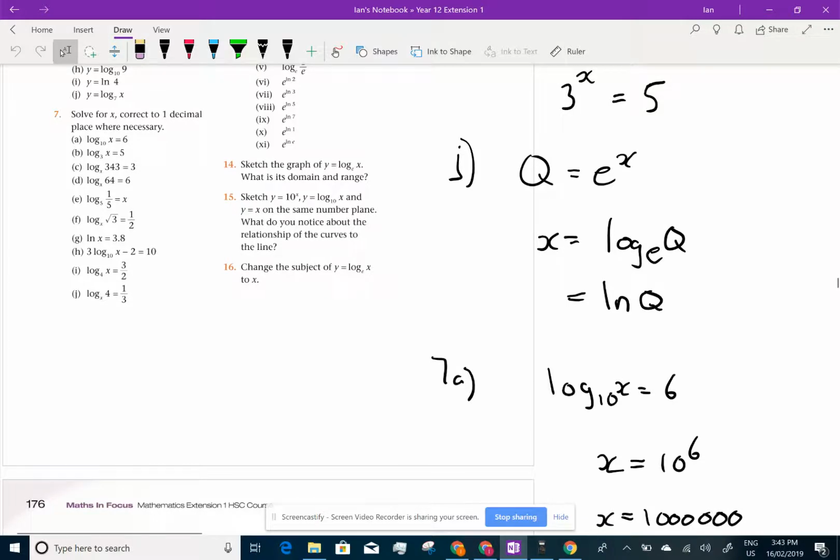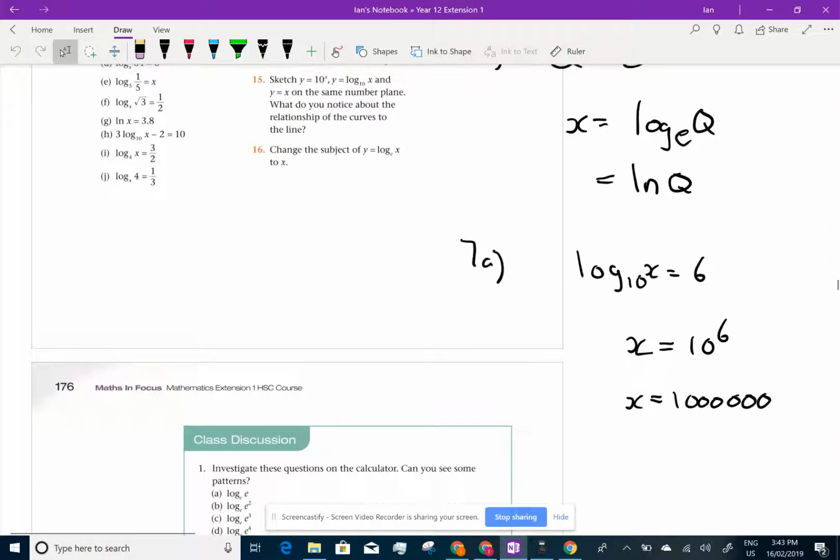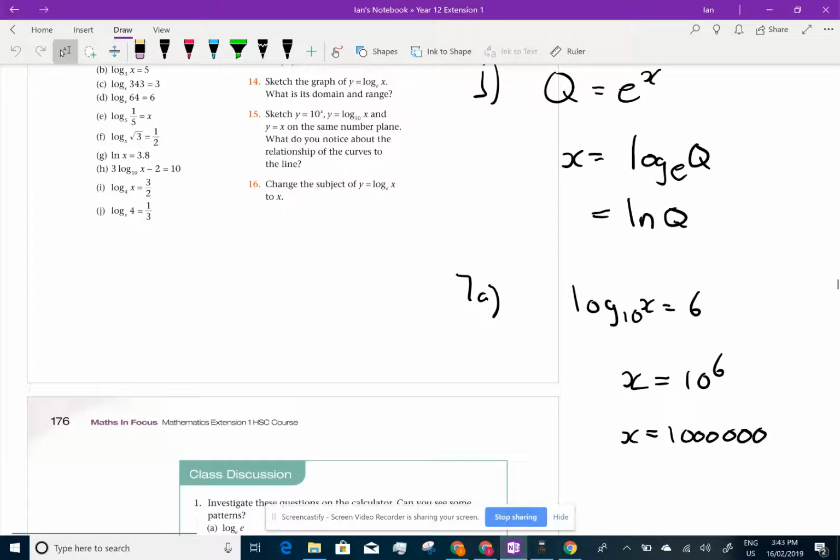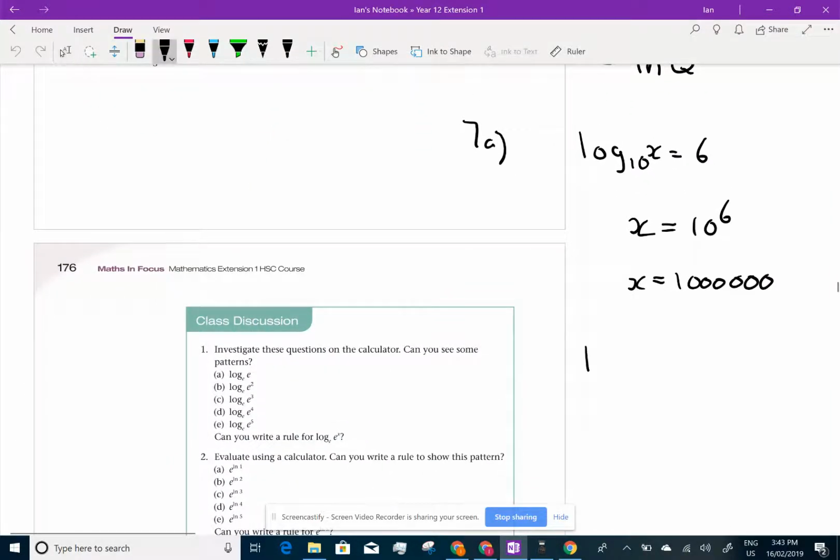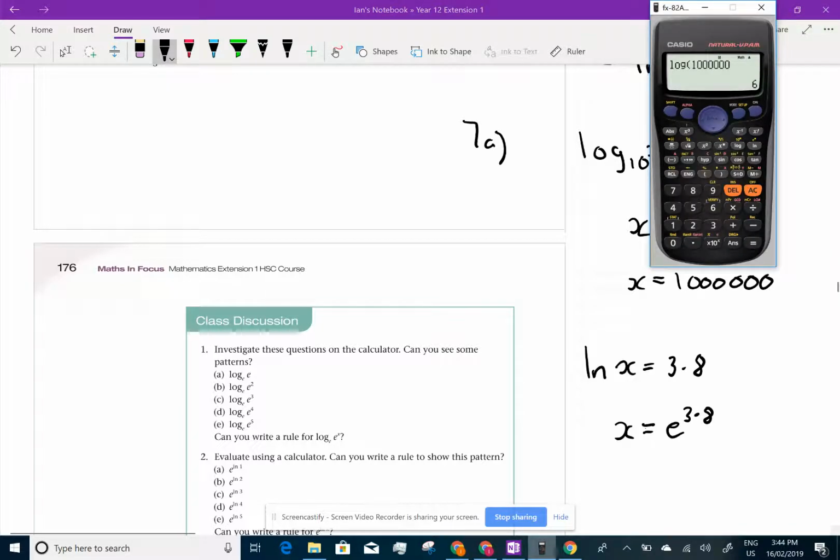If I look at some of those other ones, of course they start playing with the index laws. So A, C, E, G's decimal, but that's pretty easy. Remember that ln, well, I'll do G. ln x equals 3.8. Well, we know that ln is e, so it's x equals e to the 3.8. So I'm going to have to use my calculator, but that's okay because my calculator has the e function on it. But remember, you have to hit Shift. So Shift ln, and I put my 3.8 in, and I get that.